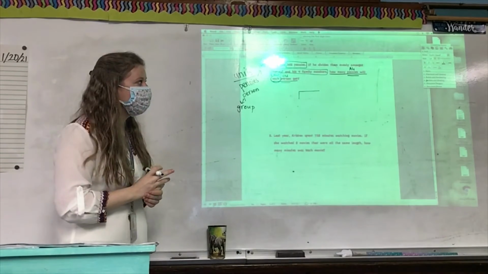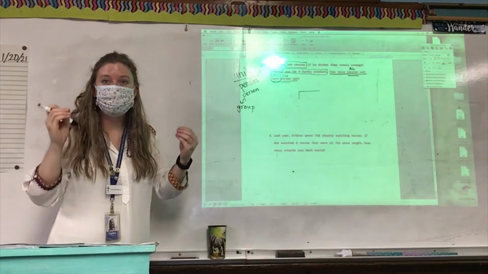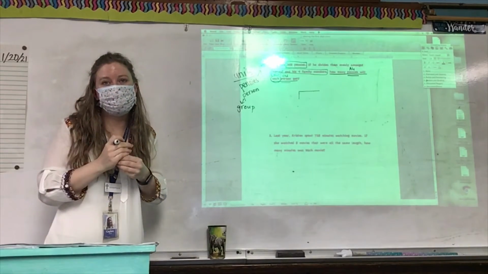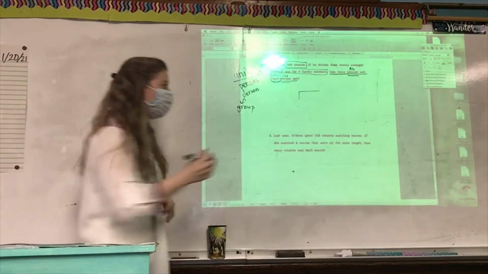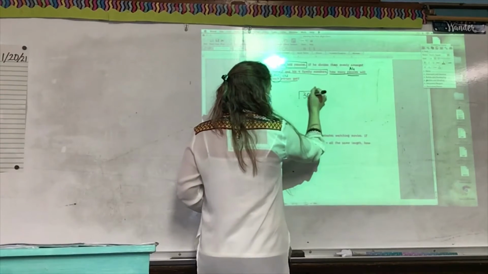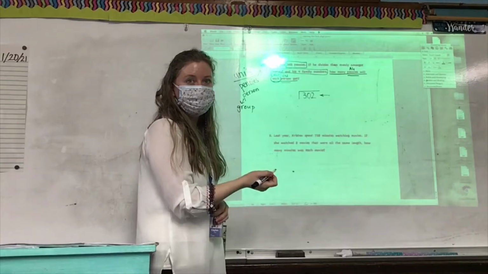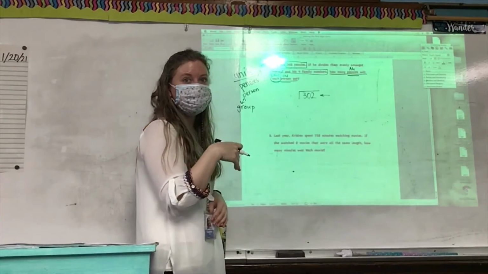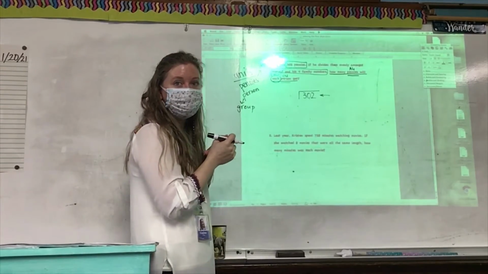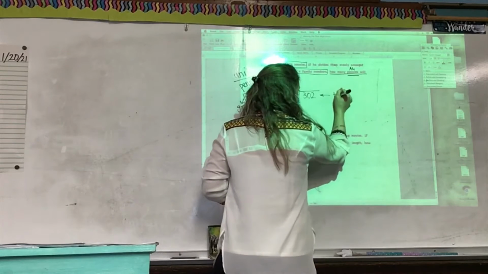Now, Lena, which one's the dividend? What is the number that we are dividing? What's the total number of items? 302. Because 302 represents the total what? What exactly? Like what exact thing in this? Total pennies.